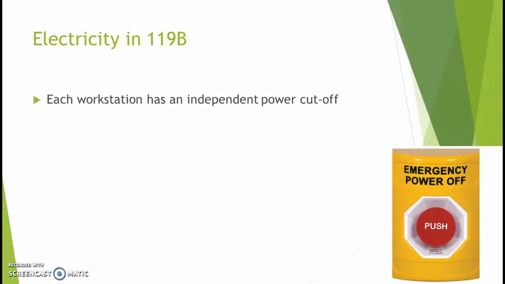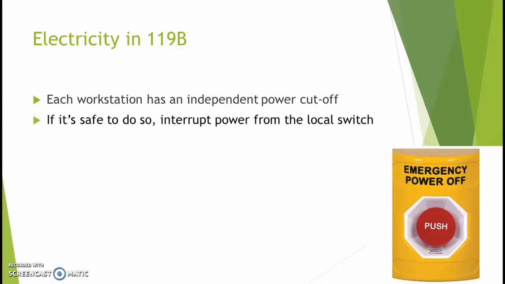Okay, in 119B, we have the workstations with their independent power cutoff systems. I'd encourage you right now to look at the one in the workstation near you and see where you can cut off the power localized in that area. If you have some kind of a problem, if it's safe to do so, interrupt the power from this local switch. So if you can reach that switch, go ahead and use it. And it'll save us lots of hassles, and of course it's much faster than moving to the main power button.